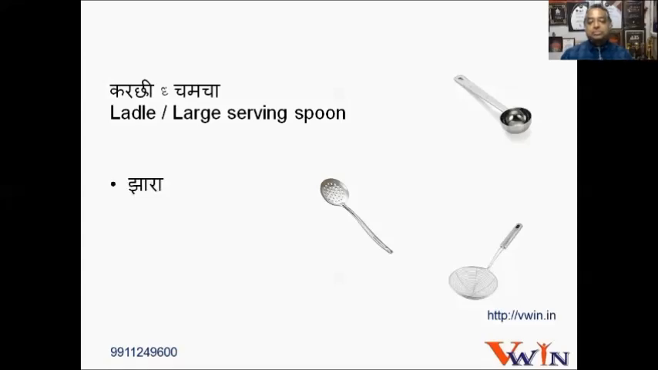झारा या करछुल भी कुछ लोग इसे बोलते हैं. Frying spoon. And this is deep fry strainer. When you have to deep fry something, then you are using this deep fry strainer. Again, it separates out the oil which is liquid. That's why it is called strainer.